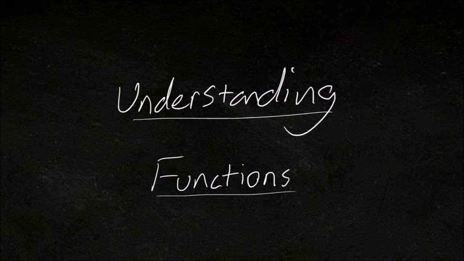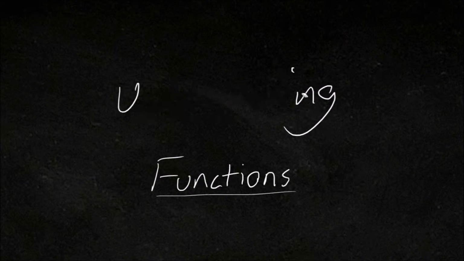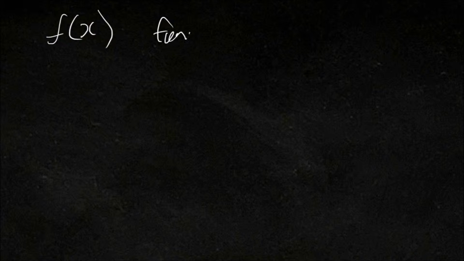Today I'll be talking about how to understand a function. We'll start by talking about notation. Generally a function will be written as something like f(x). This is read as function of x, or whatever value we happen to put in here. So that means this function depends on whatever value of x we're using.